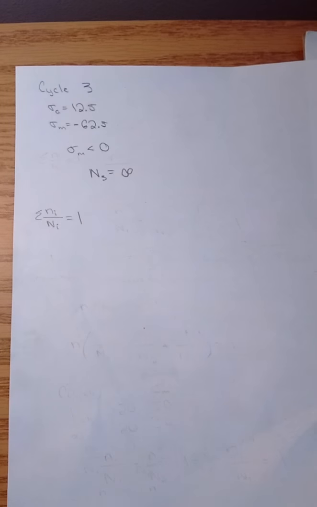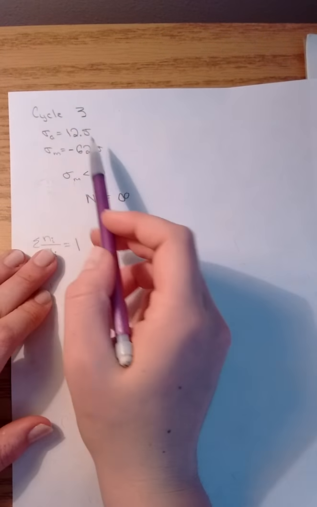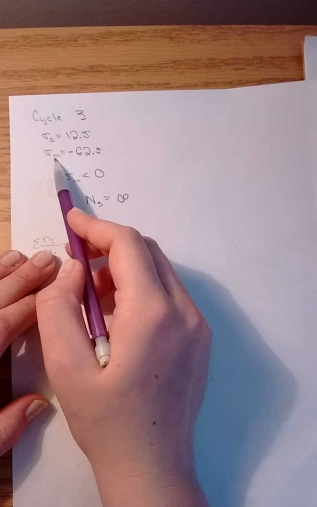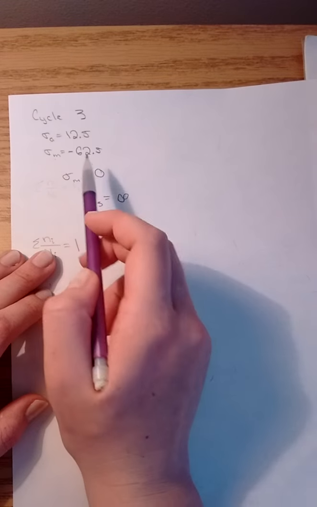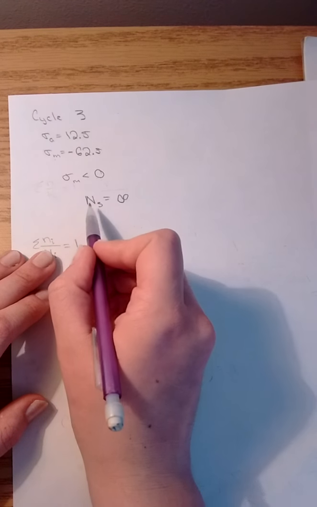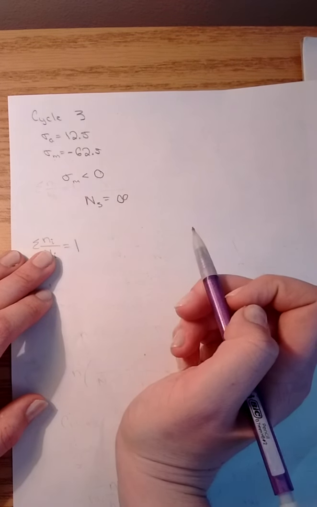Moving on to cycle 3, these were the values that were solved for sigma a and sigma m. Looking at sigma m, you can see that it's a negative value. Since sigma m is less than 0, we also say that n sub 3 is equal to infinity.